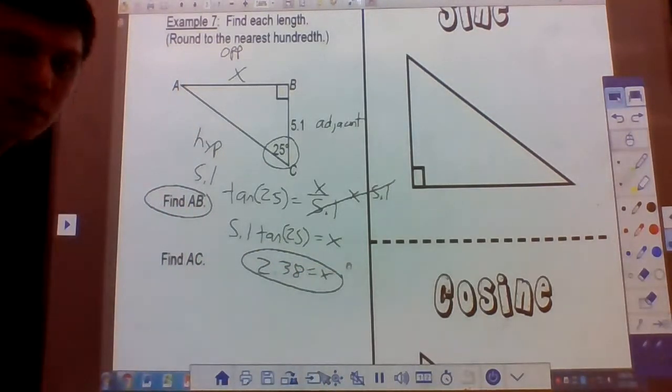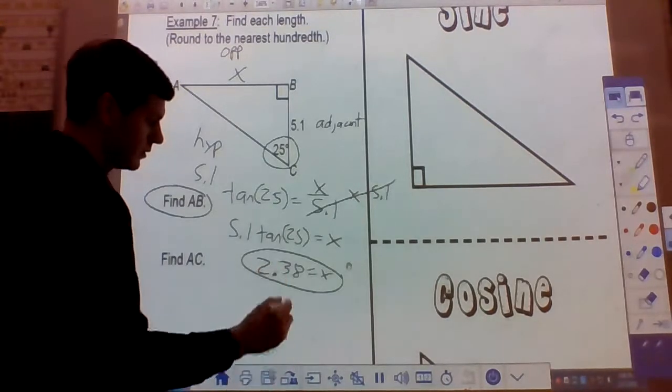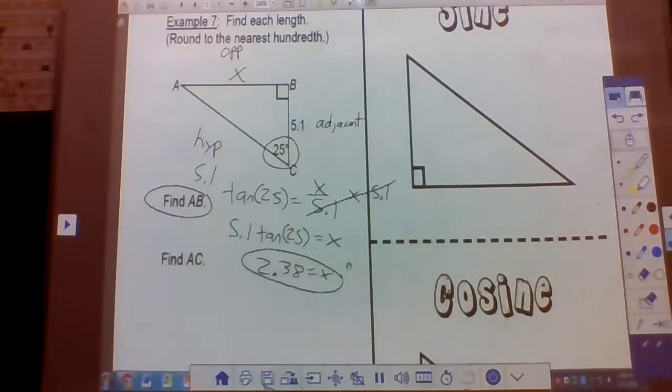Can we see those decimals? Because I can hardly see the decimals. There we go, 2.38.